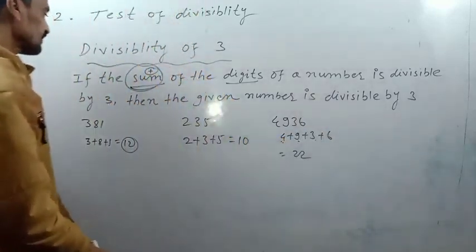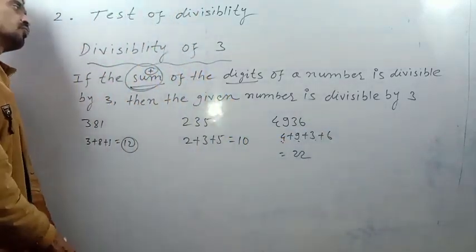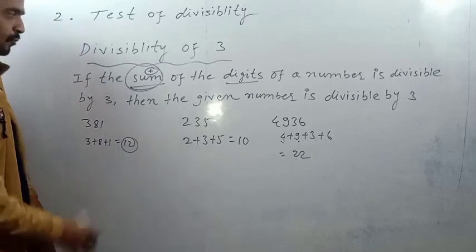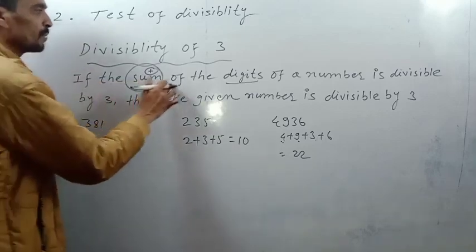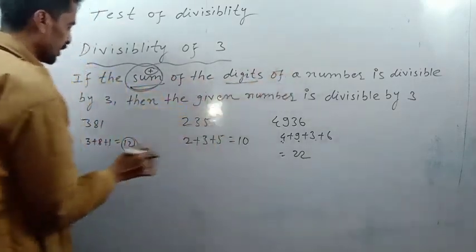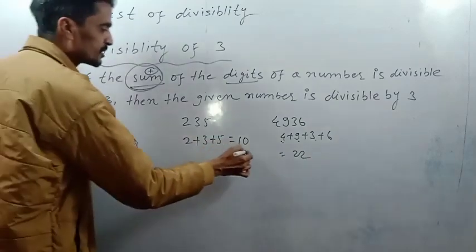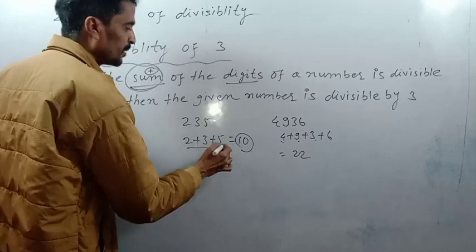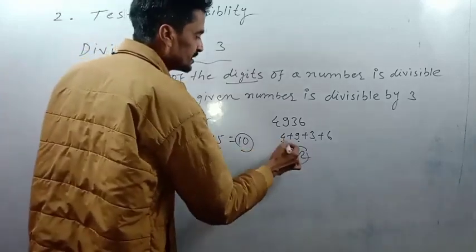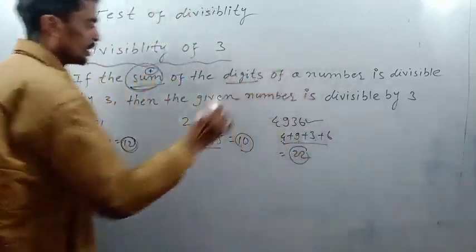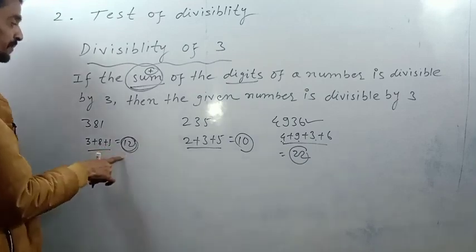So check. Once again I am explaining divisibility of 3. What is the definition? If the sum of the digits of a number, it is the sum of the digits of the number. And check the sum.